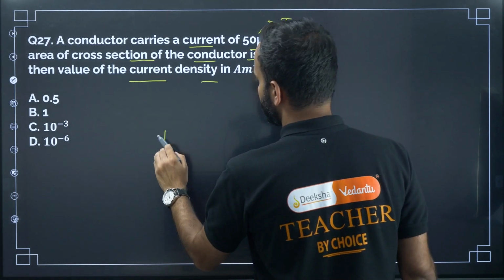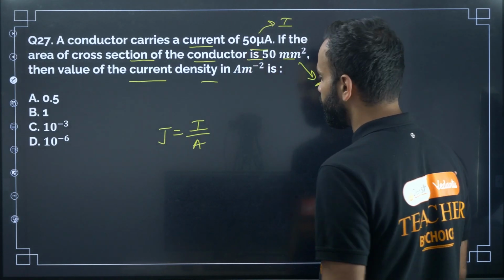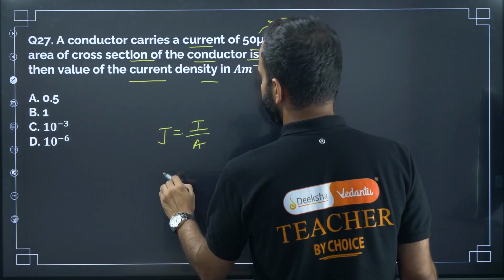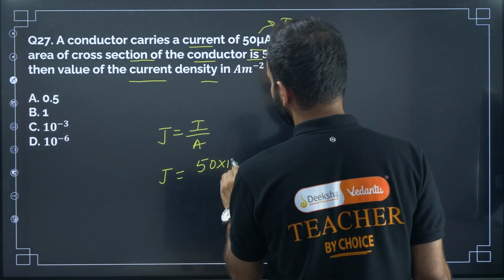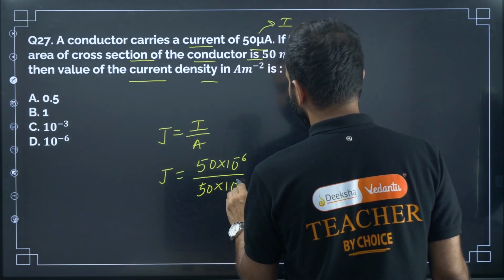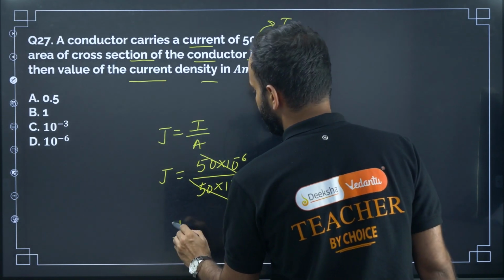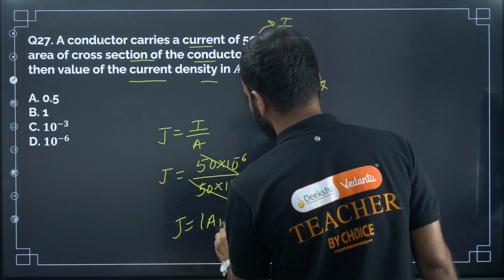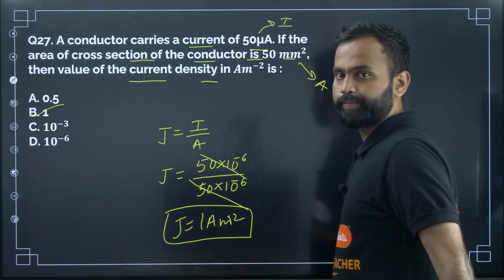So current density J equals current divided by area A. So J is equal to current, 50 into 10 to the power minus 6, divided by area, 50 into 10 to the power minus 6 meter square. So these two will get cancelled. Current density is 1 ampere per meter square. So the correct option is B.